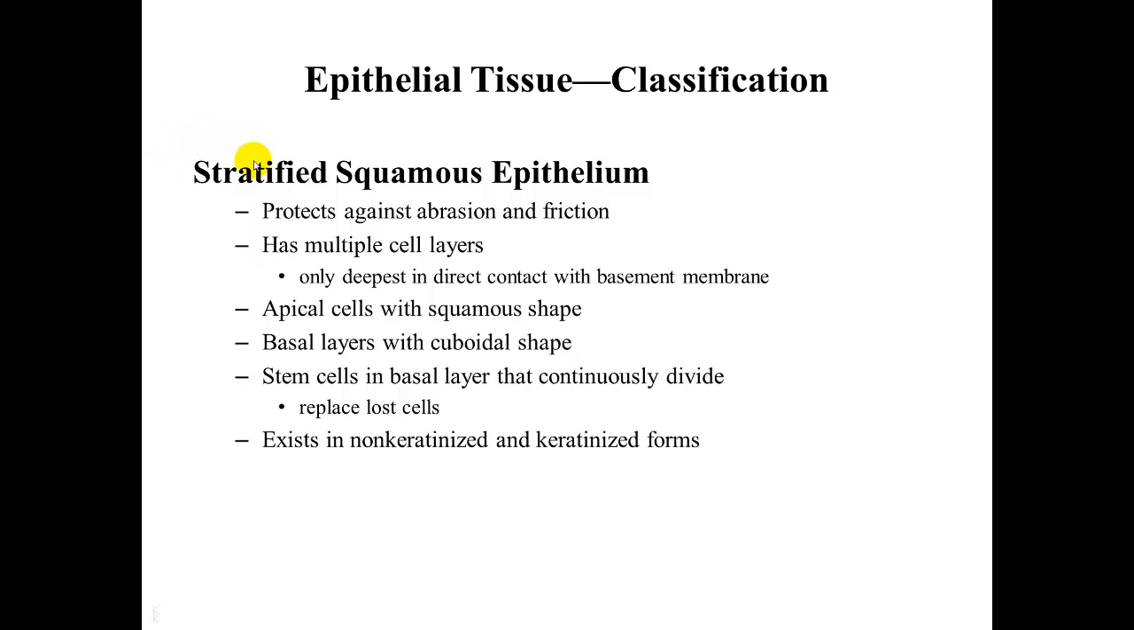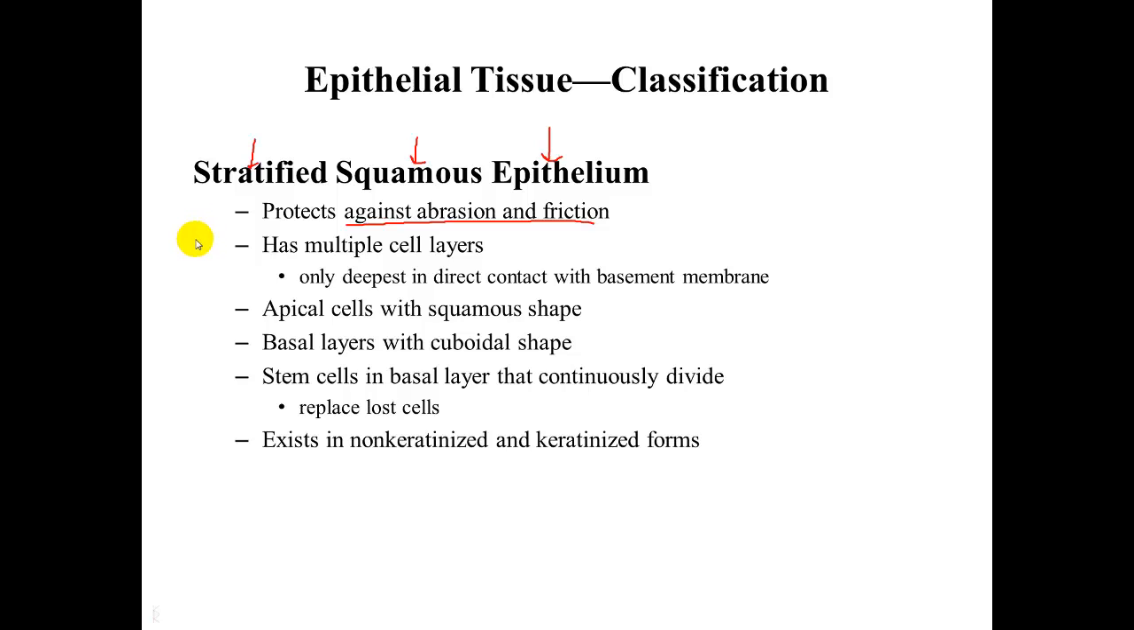Please remember that stratified means that it is multiple layers. Squamous tells you the type of cells, and the epithelial tells you the major tissue type. It is a tissue for lining. Now, the stratified squamous helps protect against abrasion and friction. Those multiple layers allow the cells to slough off so that they can be replaced, and it thereby provides protection.